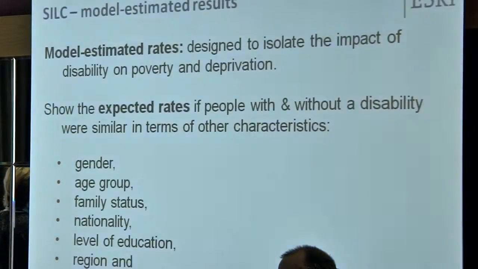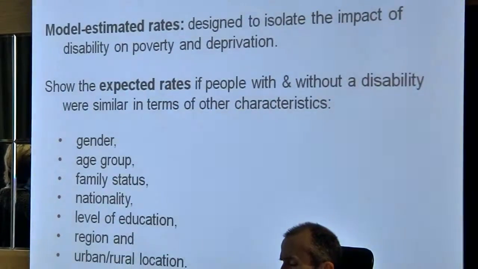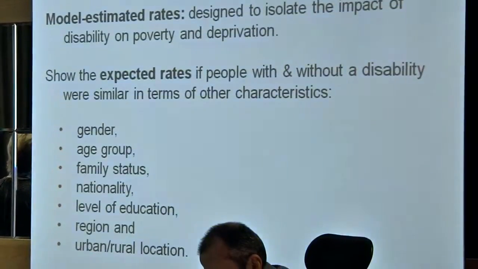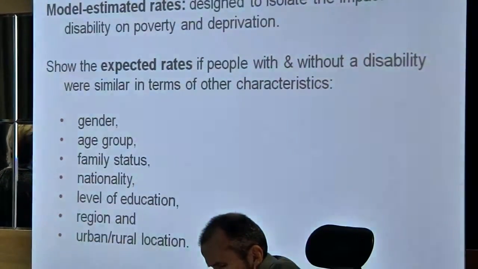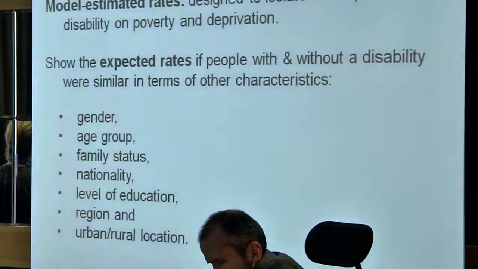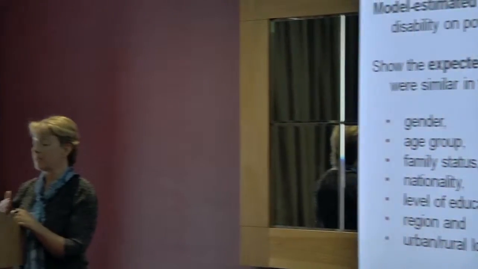I'm going to focus on model estimated results here. So when I'm looking at people with a disability and other adults, I'm going to be showing the estimated rates, or the expected rate of poverty, if the only difference between the two groups was in terms of their disability. If we were to hold constant whether they're male or female, their age group, family status, nationality, level of education, region, and whether they lived in an urban or rural area.